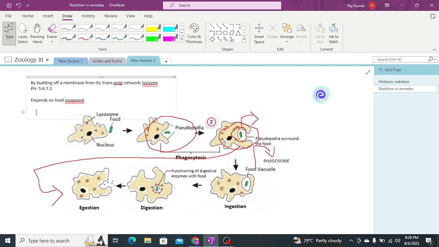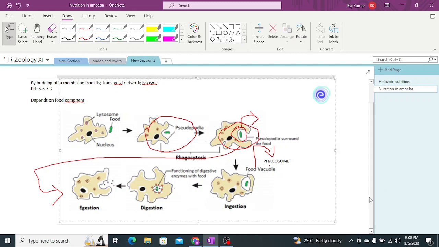Through cyclosis, the food particles will be transported to the respective organelles wherever they are required. For suppose, if a cell organelle requires carbohydrates, then it would be transported towards the mitochondria. Cyclosis allows the movement of cytoplasm, and alongside the cytoplasm, the cell organelles as well.